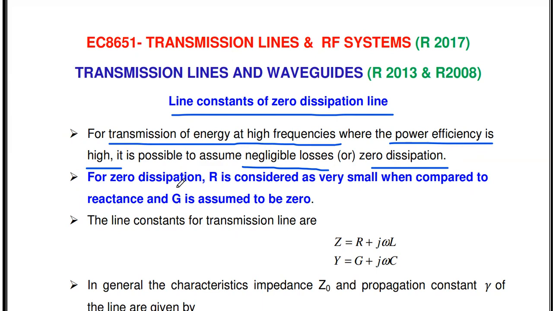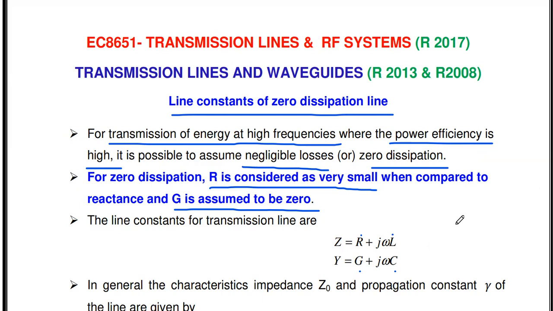So for zero dissipation, what are the things that are zero? You already know there are four primary constants for the transmission line: the resistance R, inductance L, conductance G, and capacitance C. For a zero dissipation line, R is considerably small, very small when compared to omega L, the reactance. The G value is assumed to be zero. The conductance value is assumed to be zero. These are the two conditions for a zero dissipation line.